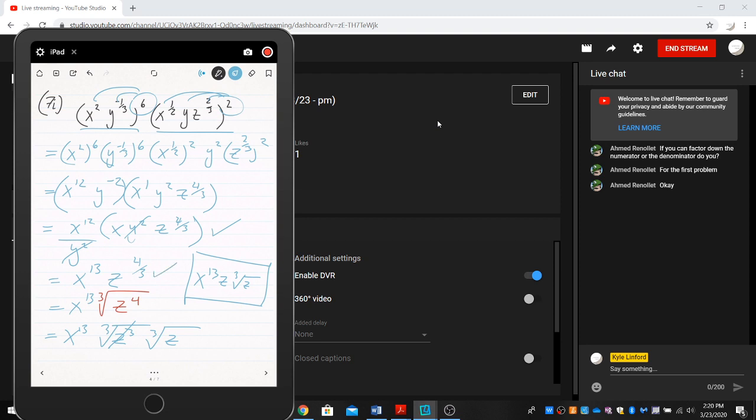Just getting to this component of x to the 13th, z to the 4/3. That's really just using the rules of exponents. So hopefully that part's making sense. But the next part, where we have to take that rational exponent and convert it back to a radical, is the part that we really want to make sure we practice and understand.